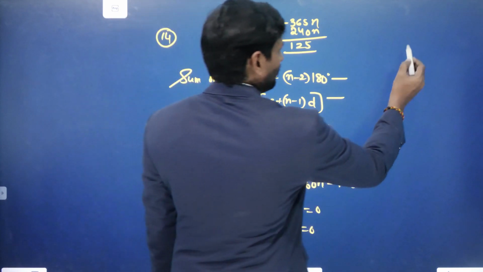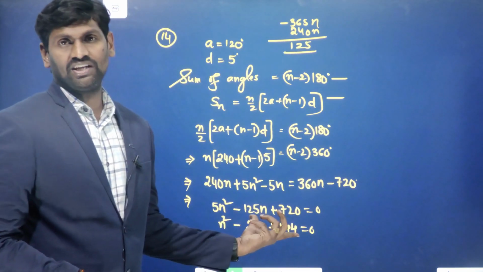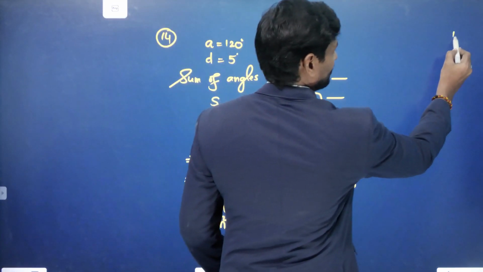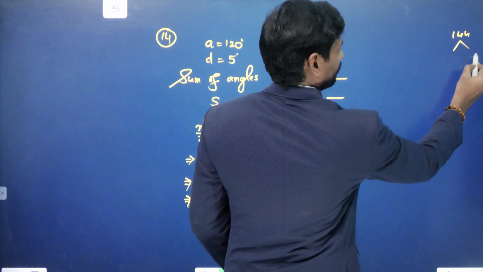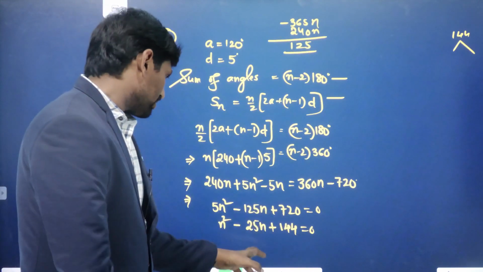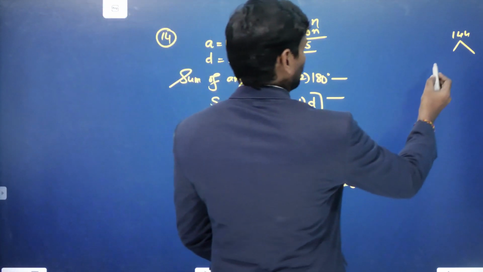Now it is looking like a quadratic equation, right? So we have to find the factors by the splitting method. So the 144 factors: 1 table, 2 table. That means when you multiply, you should get 144, and when you add, you should get 25. Okay?